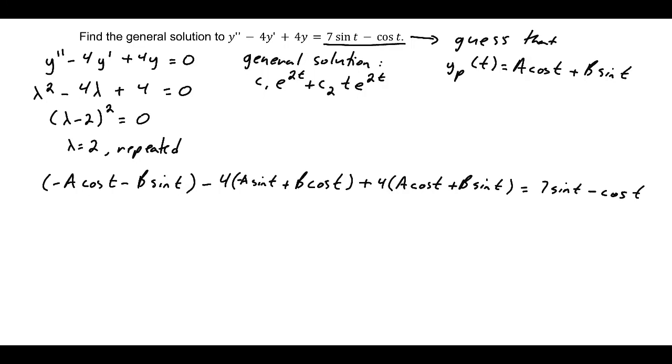In case you're wondering where those values came from, we take the second derivative of y sub p to get the first set of parentheses, the first derivative of y sub p to get the second set of parentheses, and y sub p itself for the third.